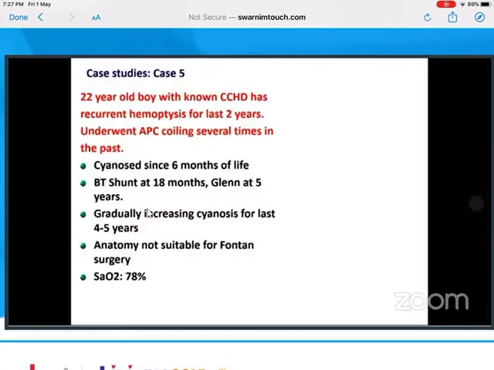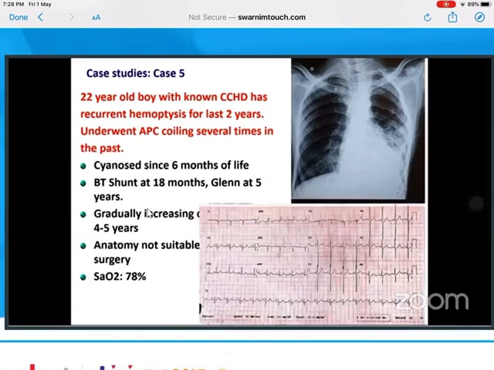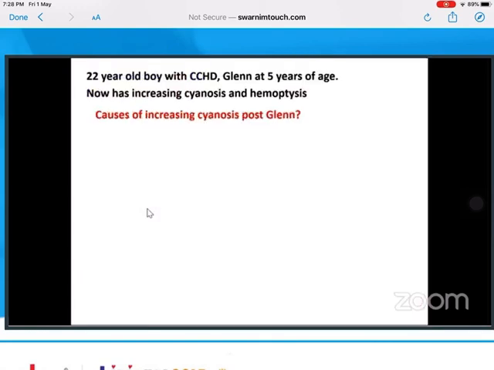22-year-old boy who came to us with hemoptysis. This is actually, I think, about a year ago. Recurrent hemoptysis for the last 2 years. We've done APC coiling several times. He was cyanosed since 6 months of age, BT shunt at 18 months, Glenn at 5 years. Gradually increasing cyanosis. We catheterized him when we found that the pulmonary arteries are quite small and not suitable for Fontan surgery. Saturations were quite low. X-ray shows quite a significant patch on the left side. ECG is suggestive of complex underlying heart disease. And the issue is why he's having increasing cyanosis and why he's hemoptysing.